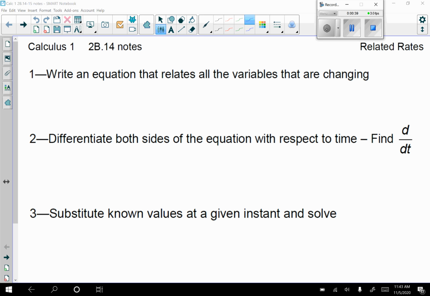All right, the steps we went through with these related rates. Remember, rates are derivatives. That's change in variables compared to each other. So that's going to be a rate between variables. So what we're doing with the derivative on here is, first, we need an equation. So first thing was write an equation that relates the variables that are changing.